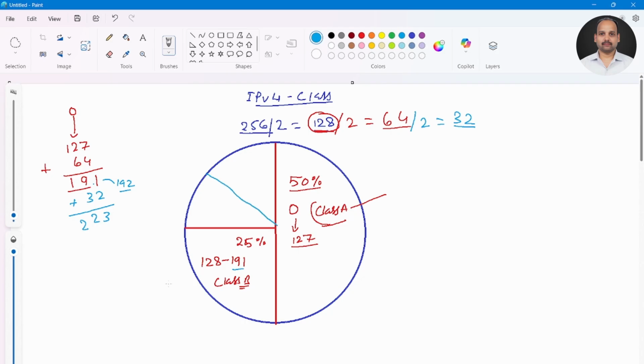So the total is 12.5% of the range, and my range will be 192 to 223. This is the range of class C. Now the remaining total is 12.5%, but the organization divided it again into 50-50%.